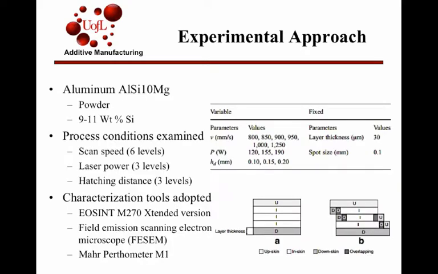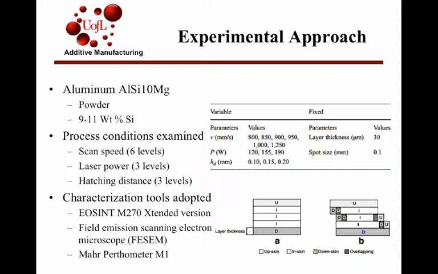And the parameters we're investigating include scan speed, laser power, and hatching distance. For scan speed, we have 6 different values, ranging from 800 to 1250 millimeters per second. For laser power, anywhere from 120 to 190 watts, and then for hatching distance, 0.1 to 0.2 millimeters. And then you see the other fixed variables there.